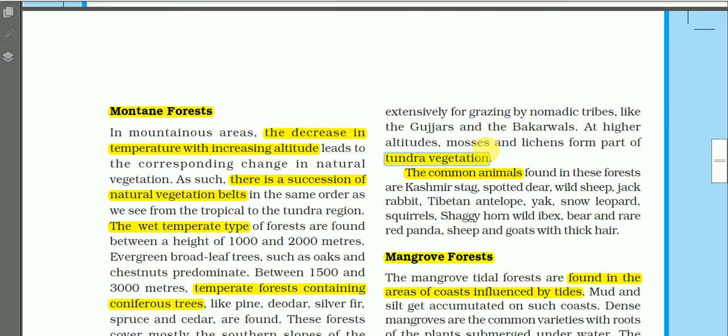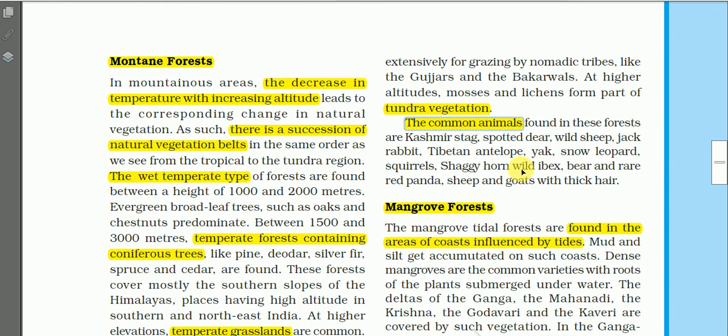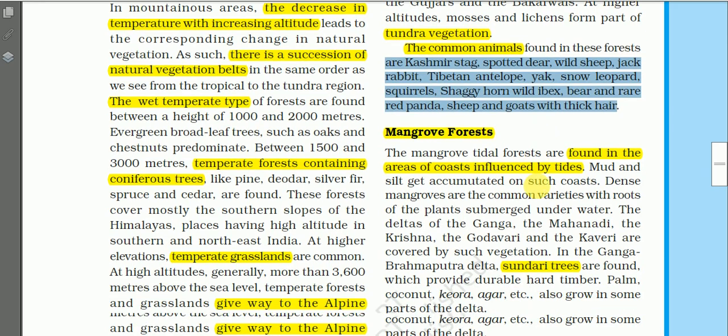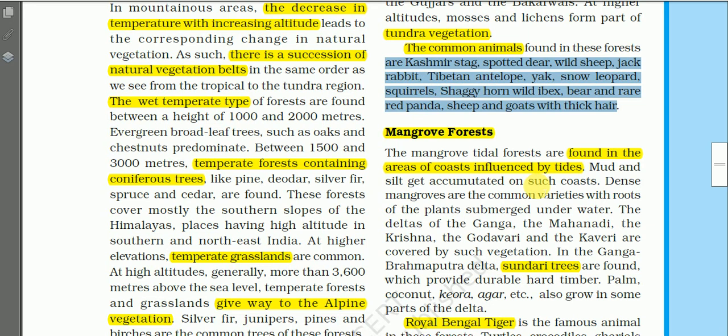Common animals found in this forest are Kashmir stag, spotted deer, wild sheep, jack rabbit, Tibetan antelope, yak, snow leopard, squirrel, shaggy horn, wild ibex, bear, and rare red panda, sheep, and a goat with thick hair. So these are the important animals in the Himalayan mountains, in the mountainous areas.